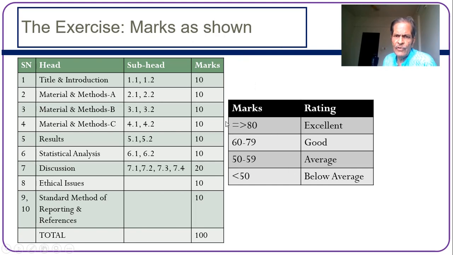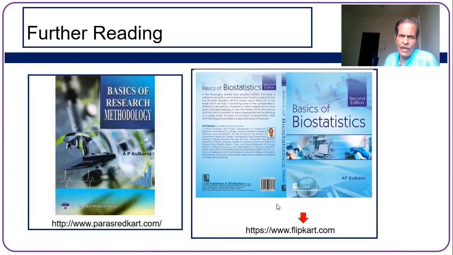If your conclusion is that the total marks are equal to or more than 80, then the article is of excellent quality. If it is between 60 and 79, we may say that it is a good article. If it is between 50 and 59, it is average. If it is less than 50, it is below average. Of course, this division is arbitrary and you may have your own criteria, but we feel this is a fairly reasonable rating scale, and you may try this in your journal club or when you read a particular article.